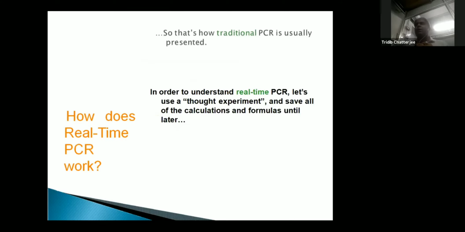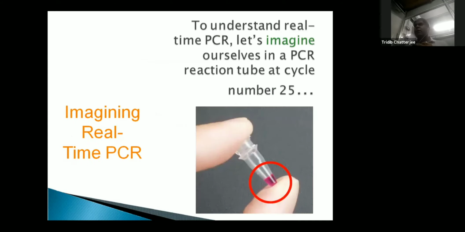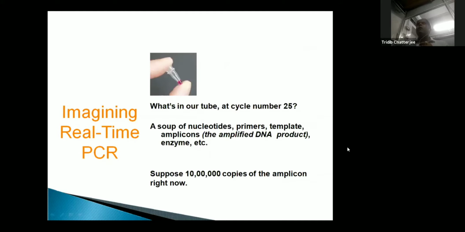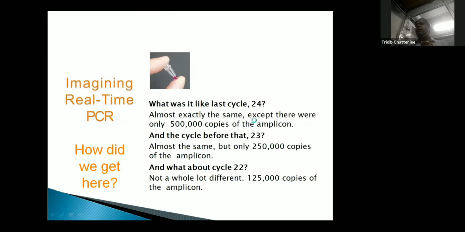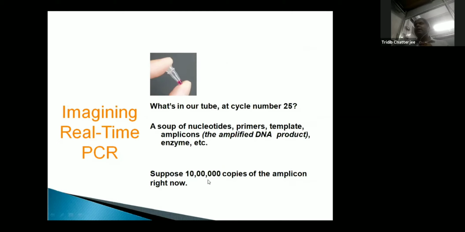Now, how does real-time PCR work? To understand this, let us imagine that we are at the PCR reaction tube at cycle number 25. It's just a name, 25 is an arbitrary number. At cycle number 25, suppose this is the PCR tube. Now what can be in the tube at cycle number 25? It would be a soup of nucleotides, the dNTP mix, primers, template, some amplicons, that means the amplified DNA product, and the enzymes. Suppose we have 10 lakh copies of the amplicons at the 25th cycle. It's not that exactly 10 lakh copies will be present, it's just an arbitrary number for our understanding.